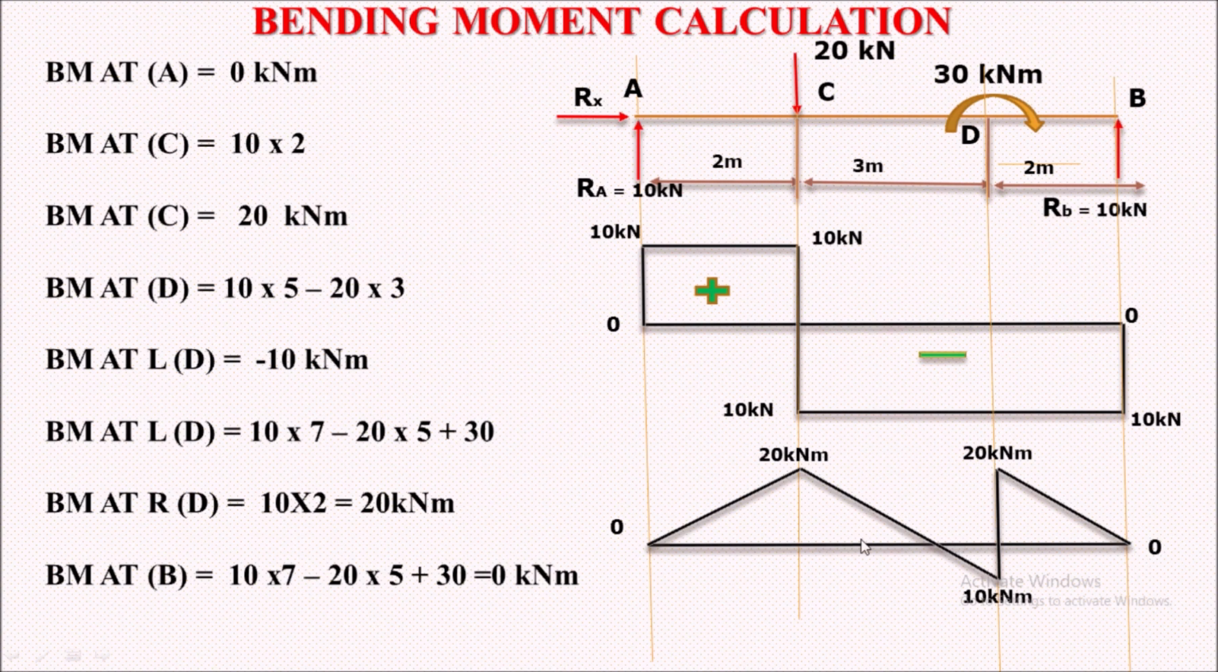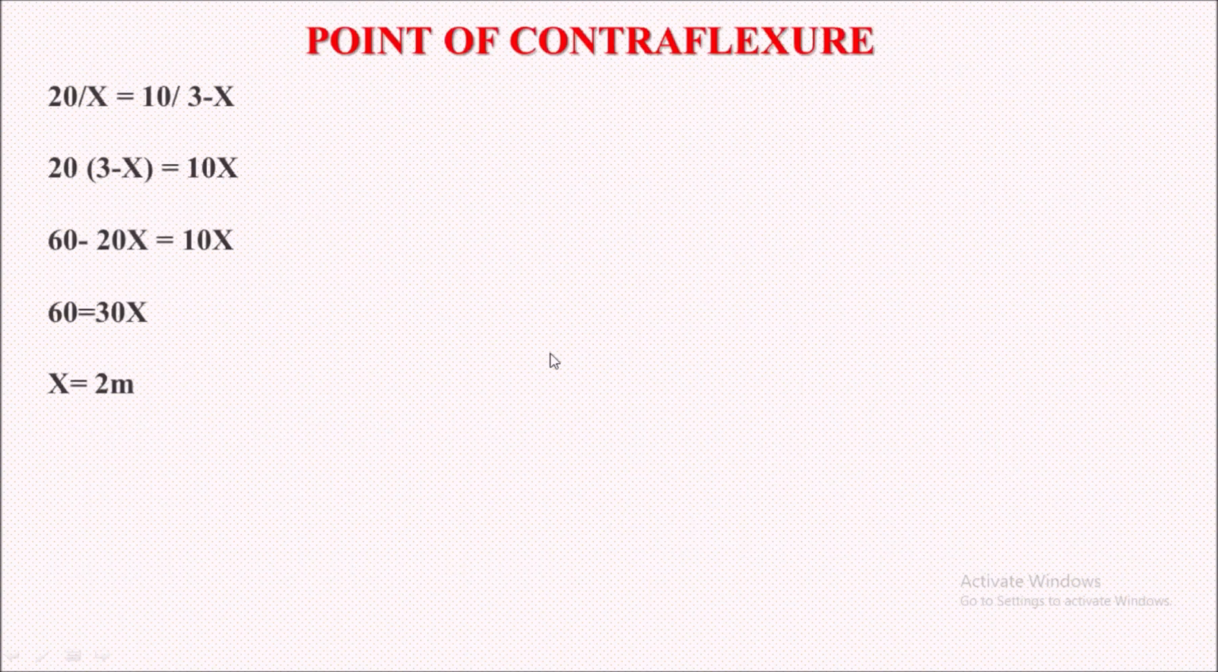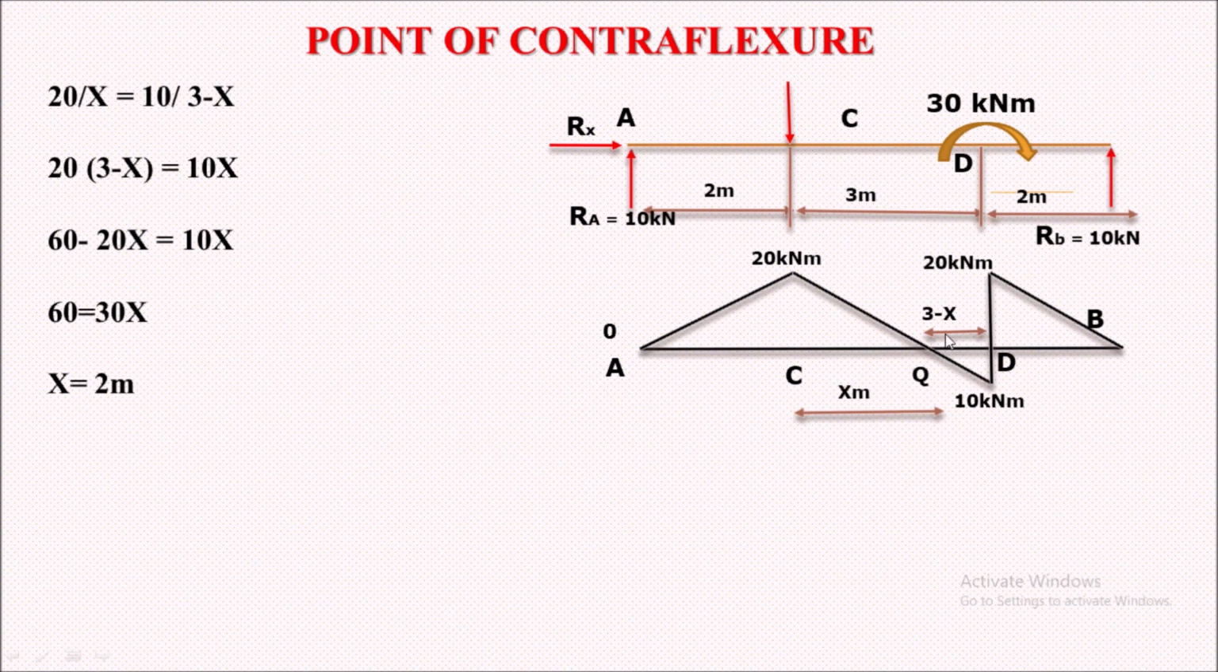Here you can observe in the bending moment diagram there is a point Q where the bending moment changes its sign from positive value to negative value. This point Q is called the point of contraflexure. We can calculate the distance of this point Q from point C. Now let's see how to do that. Let us assume that from point C the distance is x meter, then definitely the remaining distance is 3 minus x meter.